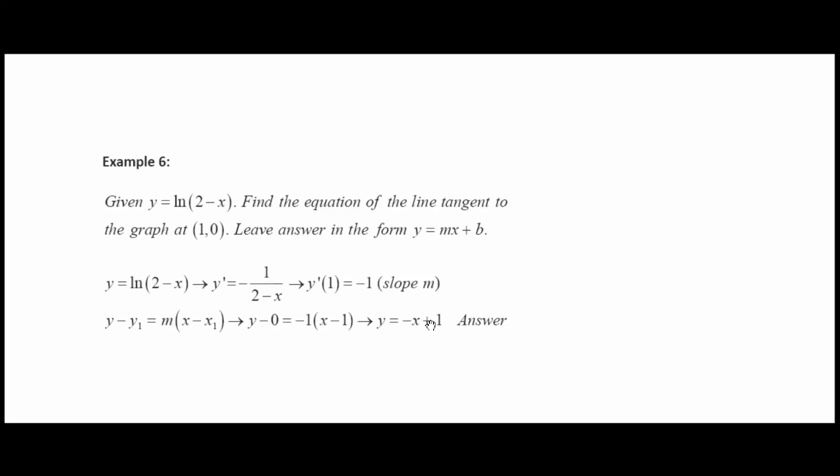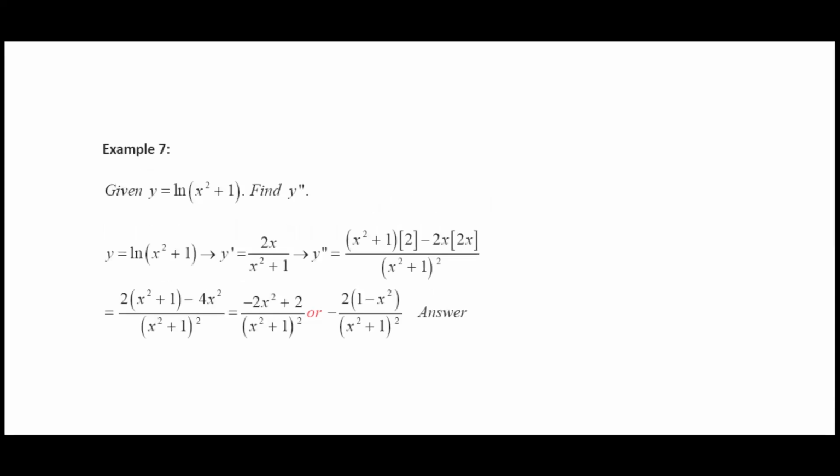And we can check that since we can easily graph this and easily graph this. And they should be tangent at the point 1, 0. If they're not, that means you have an error and need to re-examine the problem.